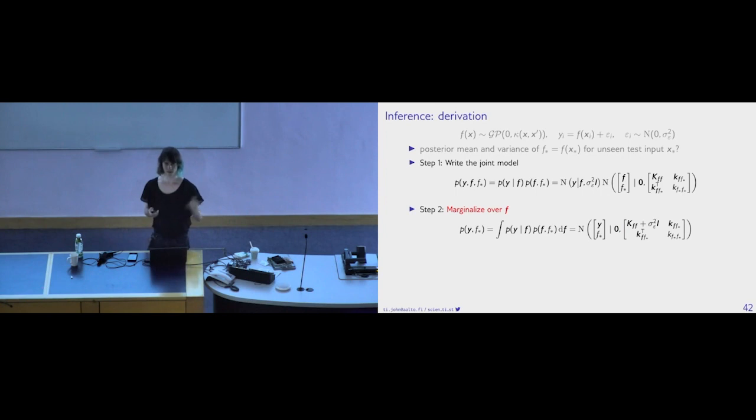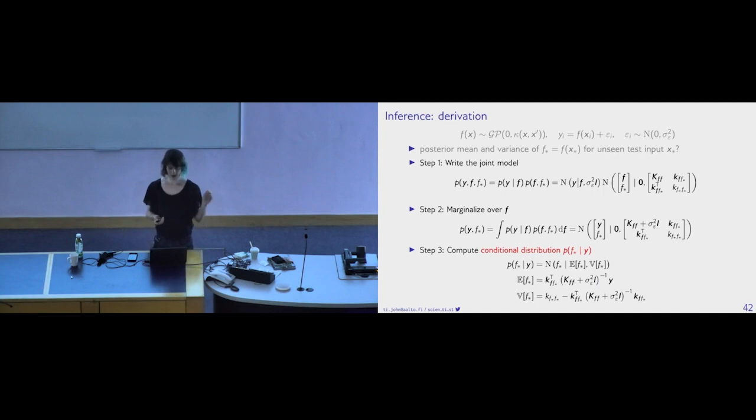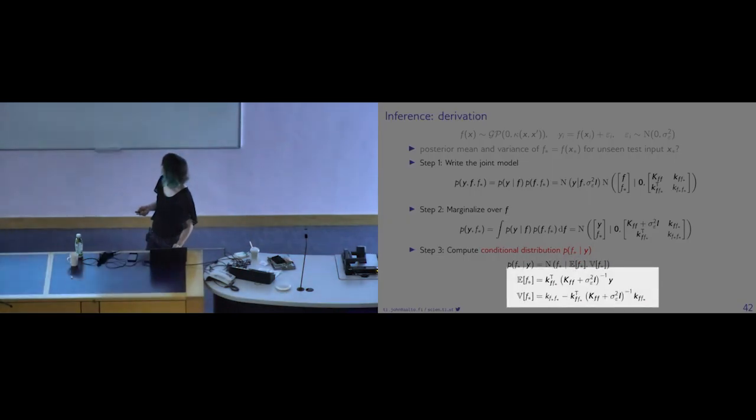Step 3 is to go from the joint distribution to the conditional distribution of p of f star given our observations y. This is, again, a Gaussian distribution with some mean and some variance. And the equations are down here. They are pretty much the same as you had in the multivariate Gaussian slides half an hour ago.